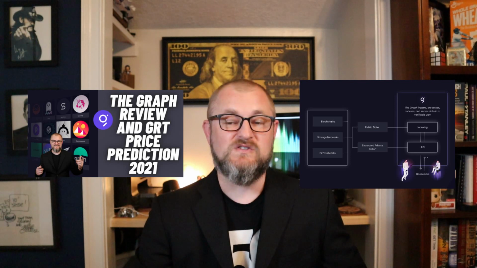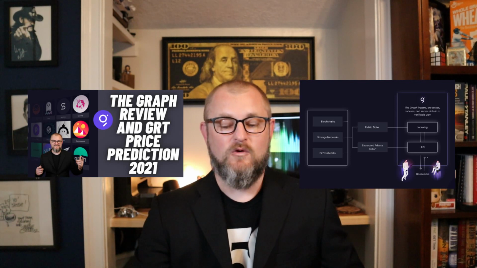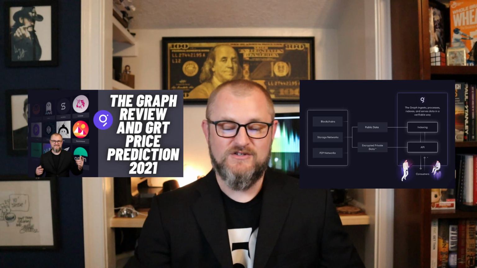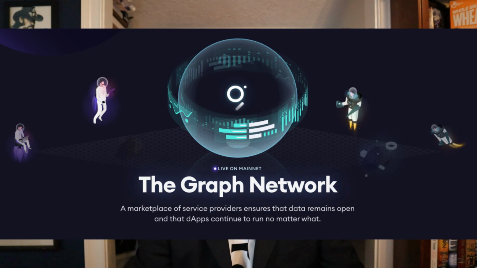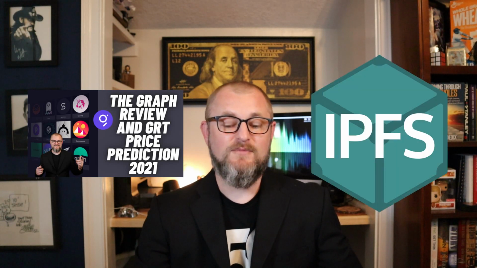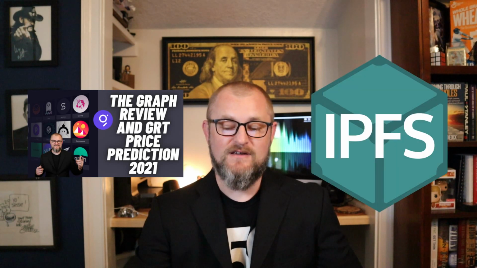So anyone can build subgraphs that applications can query using GraphQL to retrieve blockchain data, okay? Now The Graph is fast, reliable, and secure. That's a huge sales pitch. It ensures that data remains open and decentralized apps continue to run no matter what. Now, The Graph supports indexing data from Ethereum, IPFS, the InterPlanetary File System, and POA Network, an Ethereum-based network that offers an open source framework for smart contracts, okay?